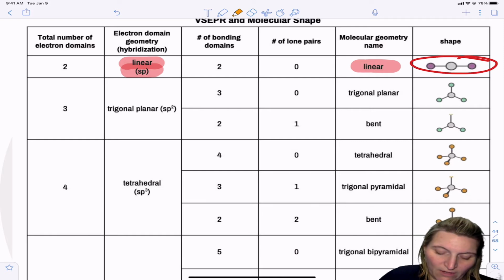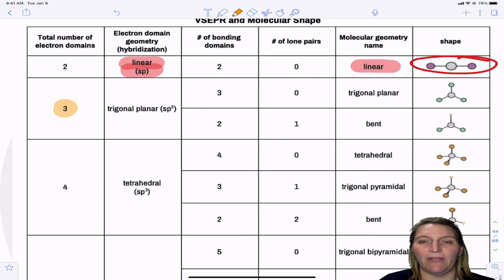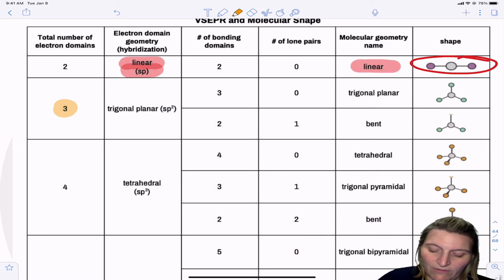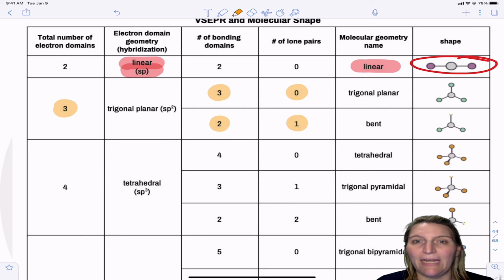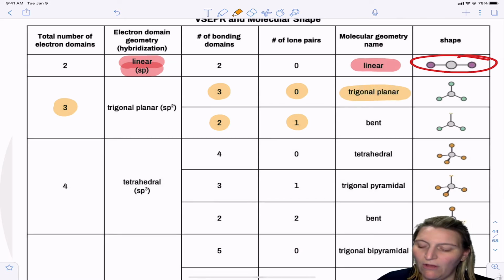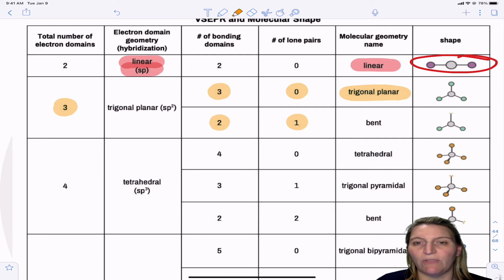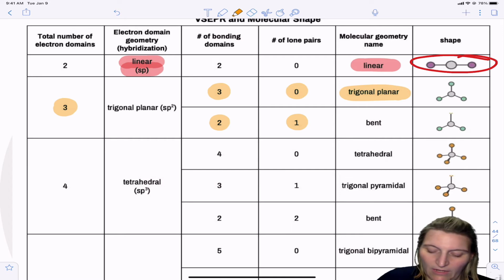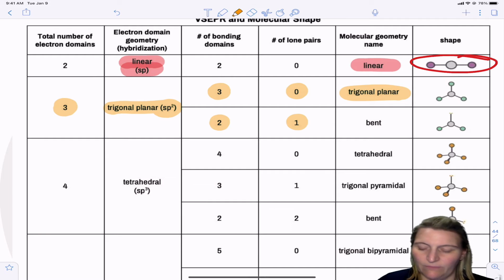The next grouping is if there are 3 electron domains. If there are 3 electron domains, you can have the situation where there's 3 bonds and no lone pairs, or 2 bonds and 1 lone pair, and those have different names. If there are 3 bonds and no lone pairs, this is called trigonal planar. This is like the picture that we saw on a previous slide. That bond angle there is 120 degrees. It's sp2 hybridized.